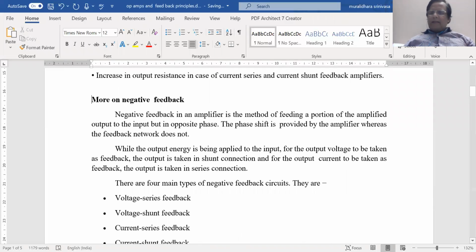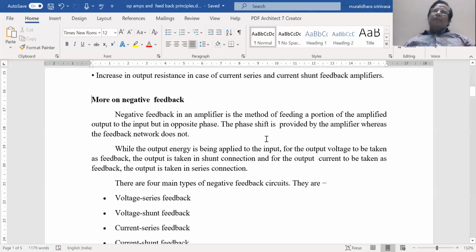When do you say there is negative feedback? You say there is negative feedback when a portion of the output is fed to the input out of phase with the input signal. So the phase shift provided by the, and remember, the phase shift is provided by the amplifier, whereas the feedback network does not provide any phase shift.